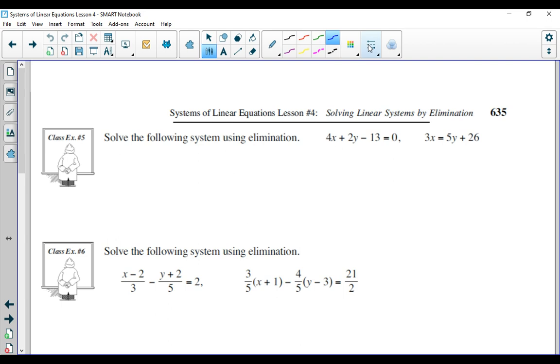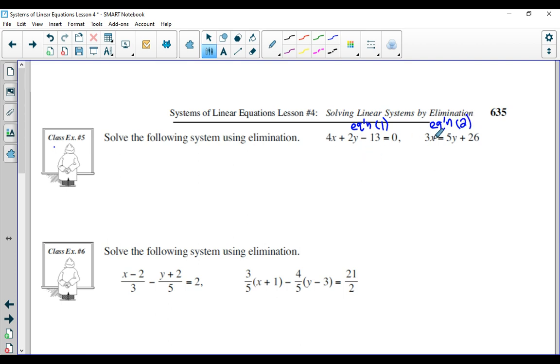So let's start with example number 5. Solve the following system using elimination. So we have 4x plus 2y minus 13 equals 0. We're going to call that equation number 1. And we have 3x is equal to 5y plus 26.